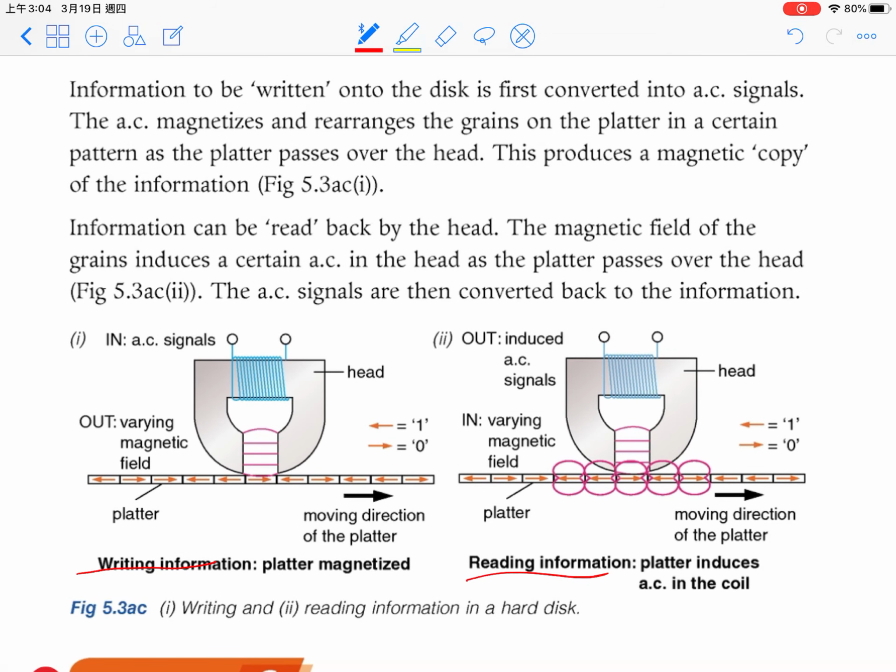Now this is the writing, and this is the reading process. We have to magnetize the platter. After magnetizing the platter, we can write the information inside the hard disk. We can also move the head, so we have an induced AC signal. So that is the reading process.